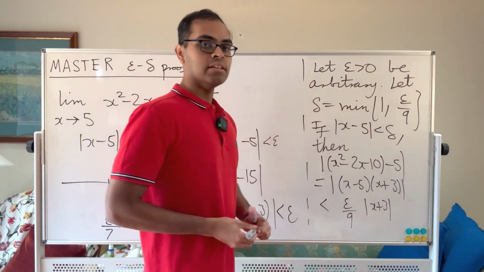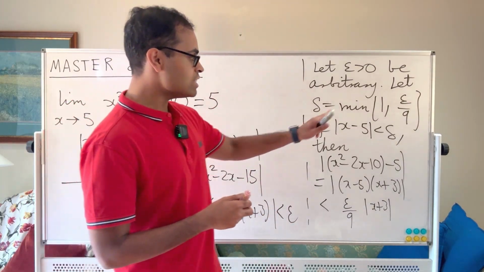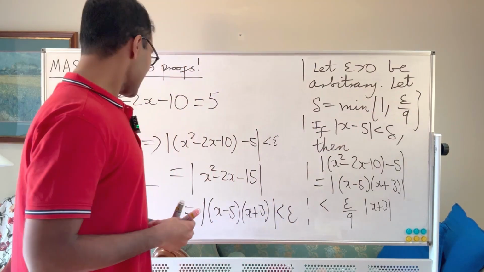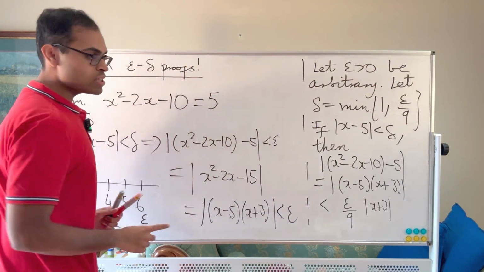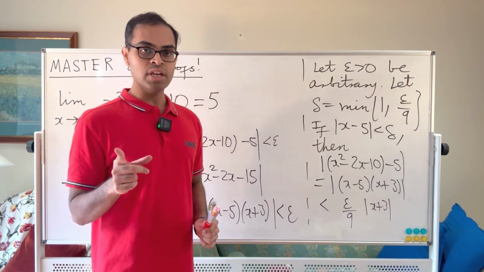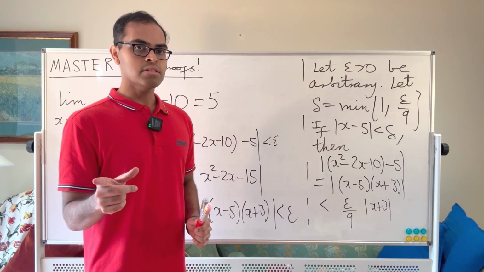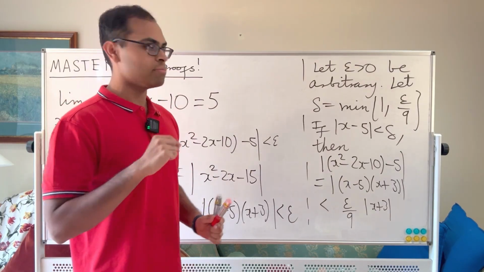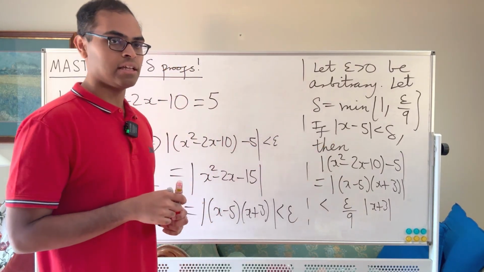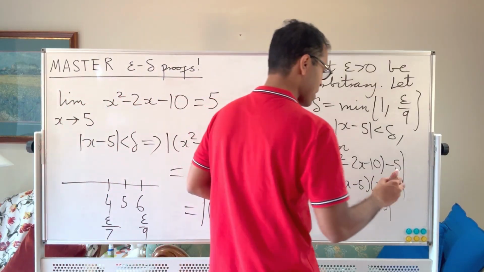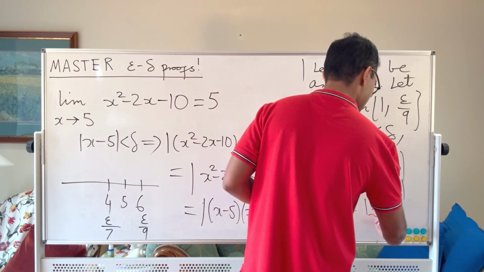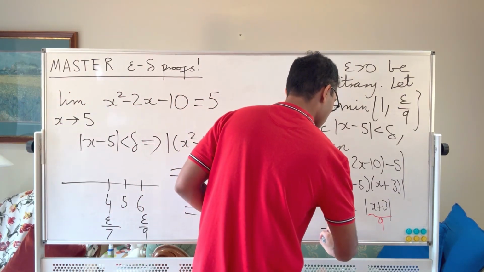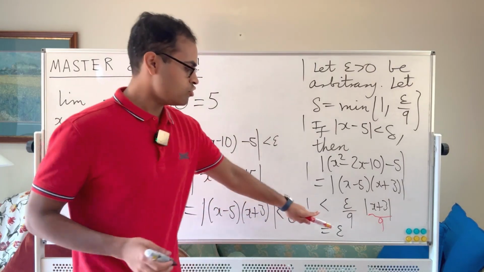But now here's the deal. X plus 3, right? Because delta is the minimum of 1 and epsilon over 9, so we have the 1 as well. We know that x is between 4 and 6. So the maximum value of x plus 3 is going to be 9, right? Because x is between 4 and 6. It's not going to quite hit 9, okay? But because the absolute value of x minus 5 is less than delta, we know the absolute value of x plus 3 is going to be less than 9 because x is less than 6. And so that means that this is going to be less than epsilon. Okay, so we've got a strict inequality here.